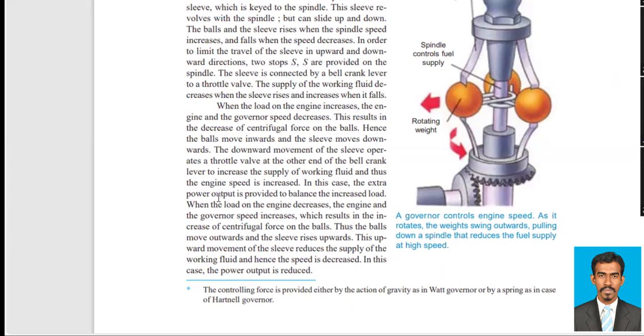In this case, the extra power output is provided to balance the increased load. So by increasing the fluid, it will balance the increased load. When the load increases, the speed will decrease, so once it provides the extra fluid, the balance would occur. Now the other condition: when the load on the engine decreases, the engine and governor speed increases.